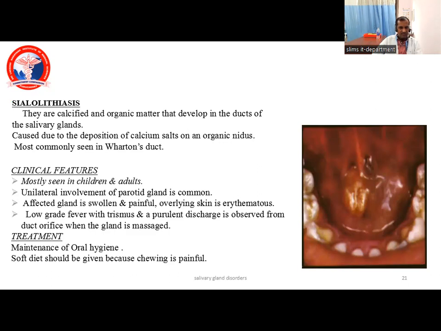Mostly seen in children and adults. Unilateral involvement of the submandibular gland is common. The affected gland is swollen and painful. The overlying skin will be reddish and erythematous. There is low-grade fever with trismus, difficulty in mouth opening, and a purulent discharge is observed from the duct orifice when the gland is swollen up. The entire gland will be swollen with a purulent discharge in the orifice of the duct.